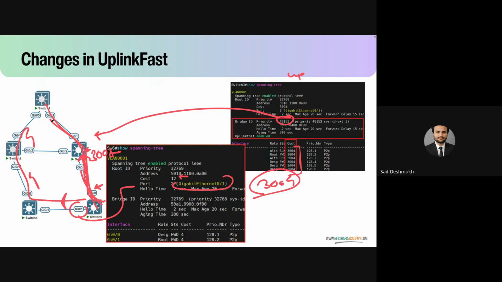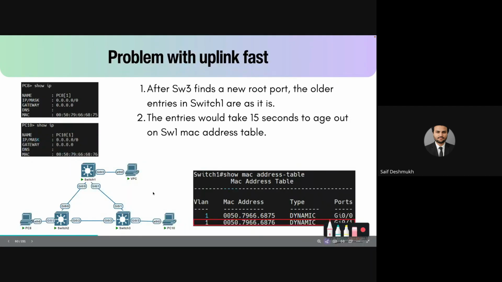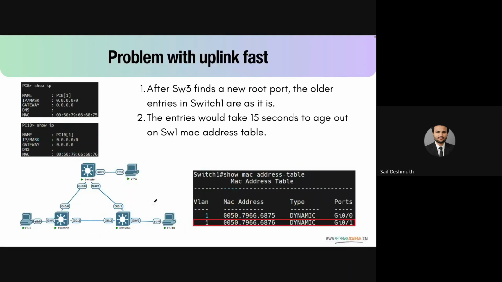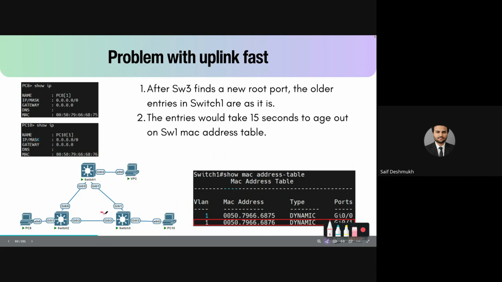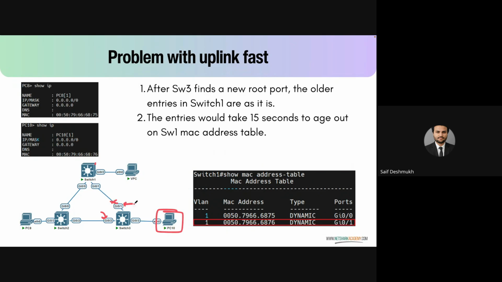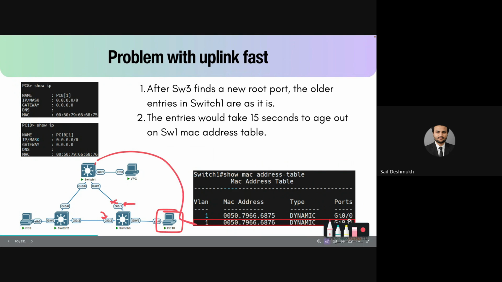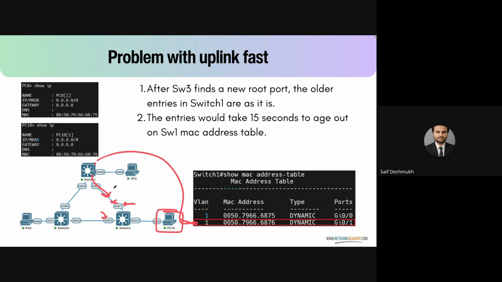The only problem with uplink fast here is that this is pretty fast, but still that 15-second timer is also there now. After switch 3 finds a new root port, the older entries in switch 1 stay as they are. Because if you look at switch 1, this PC10, look at this, this is gone. Now this port is either put into blocking or whatever, but this is not available. Switch 1 is still saying this PC10 lives at gigabit 0/1. The traffic is going to backhaul.